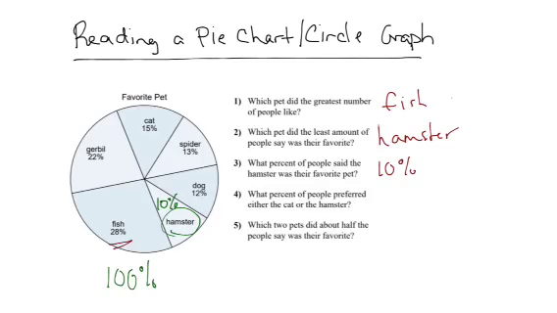We got 10%. What percentage of people preferred either the cat or the hamster? When you see either or, that means we're going to add them together. So that means we're going to take the cat, 15, plus the hamster, 10, and that makes 25%. Which two pets did about half the people say was their favorite? So again, we want to look for the two that look like they make about half the circle. Seems like these two over here on the left, that would be the gerbil and the fish.